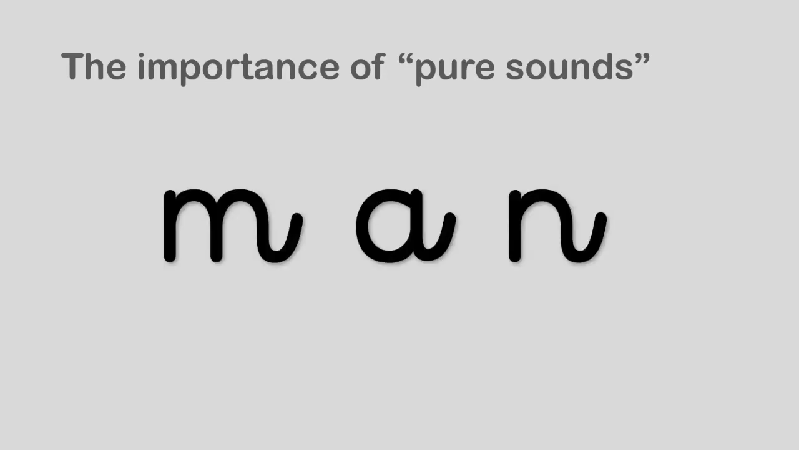So this word says man. If I was to try to read this without pure sounds, I could end up reading muh, a, nuh. And when I tried to blend it together, I would end up with muh-a-nuh. Well, that doesn't sound like man. And this is why it is important that we have the sounds pure. In man, we can hear m, a, n, man.